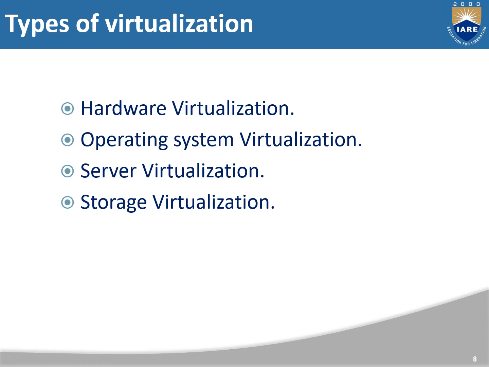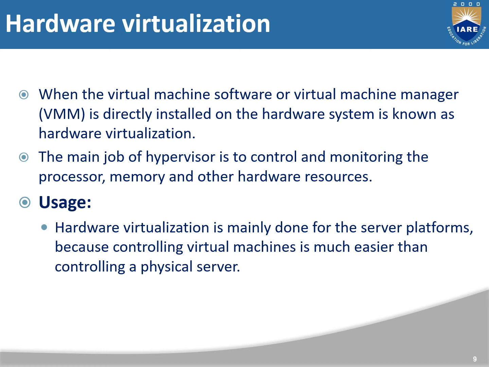Next comes the types of virtualization. Firstly, hardware virtualization, operating system virtualization, server virtualization, and storage virtualization. Firstly, we'll talk about hardware virtualization, how it works and what its usage is. When the virtual machine software, or the virtual machine manager, is directly installed on the hardware, it is known as hardware virtualization. The main job of the hypervisor is to control and monitor the processor, memory and other hardware resources.